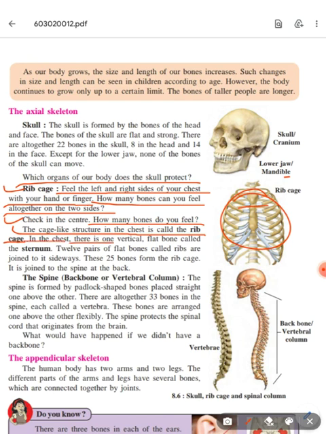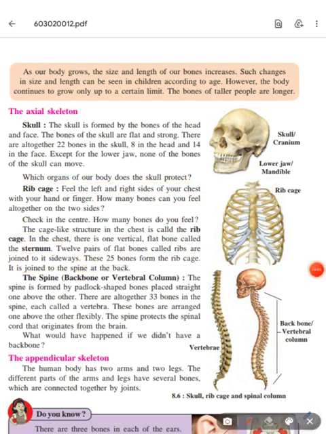In the chest there is one vertical flat bone called the sternum. There are 12 pairs of flat bones called ribs. Count them: 1, 2, 3, 4, 5, 6, 7, 8, 9, 10, 11, 12. 12 and 12 make 24, and one vertical bone makes 25. These 25 bones form the rib cage, which is joined to the spine at the back. On the back side there is a spine.